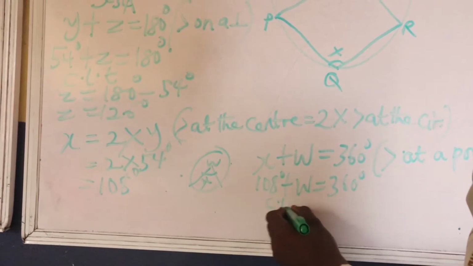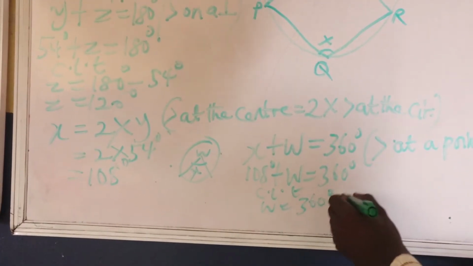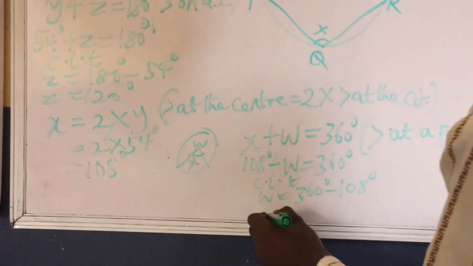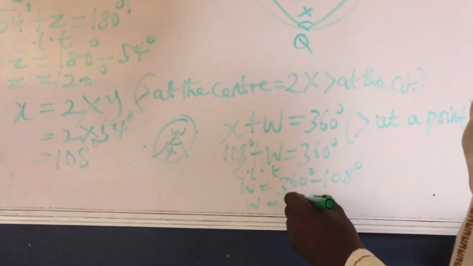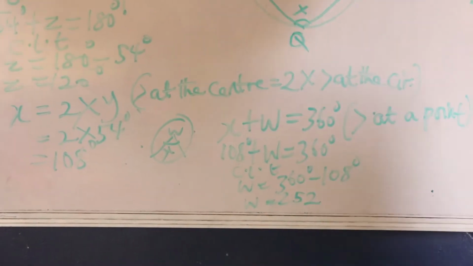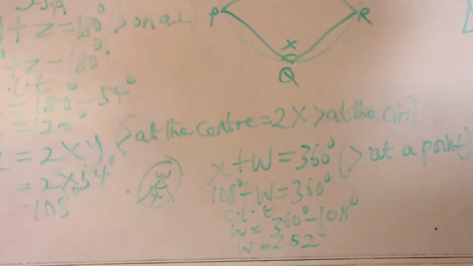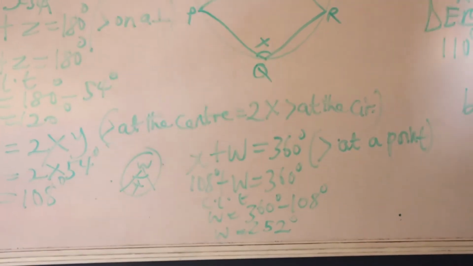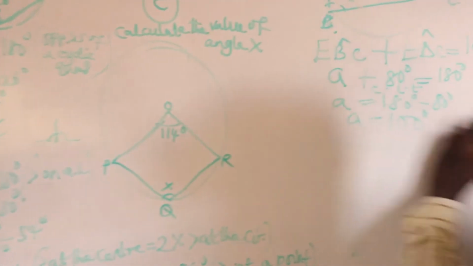So you collect like terms. So you have w equals 360 degrees minus 108. So at this point in time, I have 2, 5, 2 as my answer. I hope you get that. Now I move straight to question C. Now permit me to rub this off.